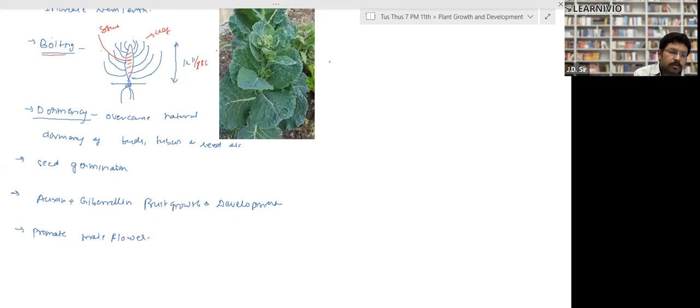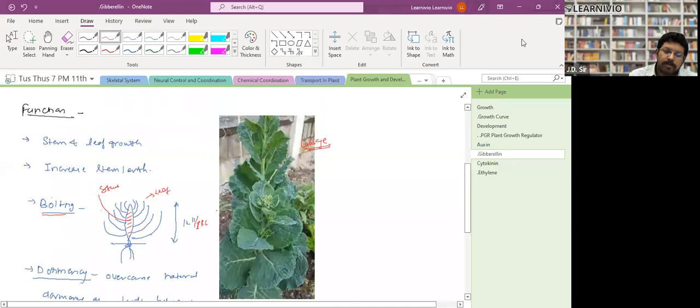Next point, put the heading as a star shape. This is a question for your medical exam. Auxin promotes female flower and gibberellin promotes male flower. It promotes the male flower formation. Hope it must be clear to both of you.